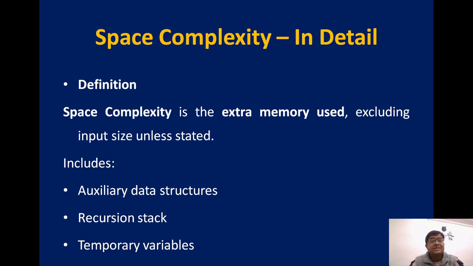Now let's talk about space complexity. Space complexity is basically the extra space or memory used, excluding the size of the input unless it is stated. Whatever extra memory space you are using is the space complexity, and it includes auxiliary data structures, recursion stack, and temporary variables.